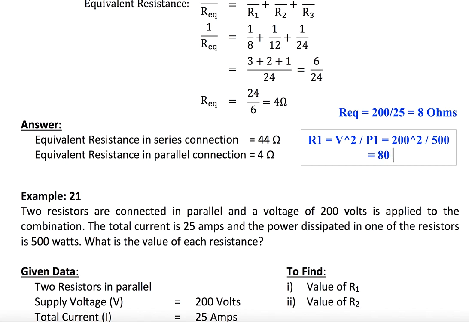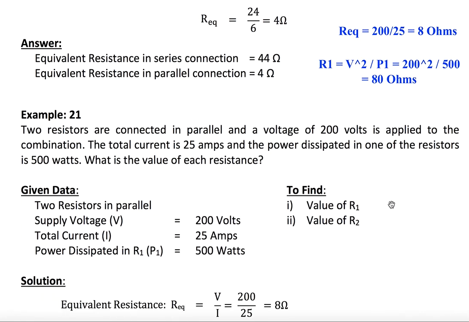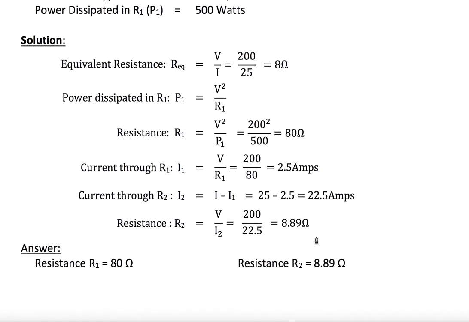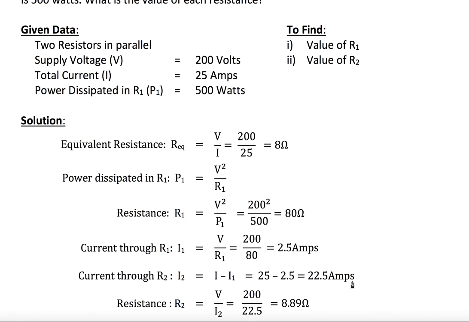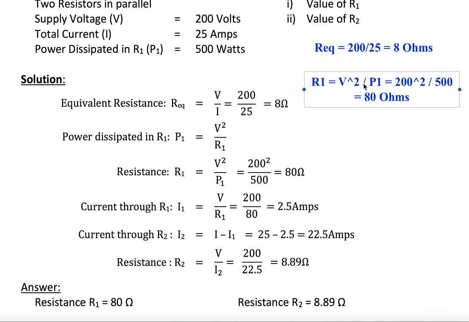80 ohm. When you know one resistor, you can find the other resistor, right? How? 1 by R equivalent minus 1 by R1 is nothing but 1 by R2. So 1 by 8 minus 1 by 80, taking 80 common, 10 minus 1, 9. 80 by 9 is the other resistance. So 80 by 9 is nothing but this. So this all belongs to this problem. So bring it down, please.